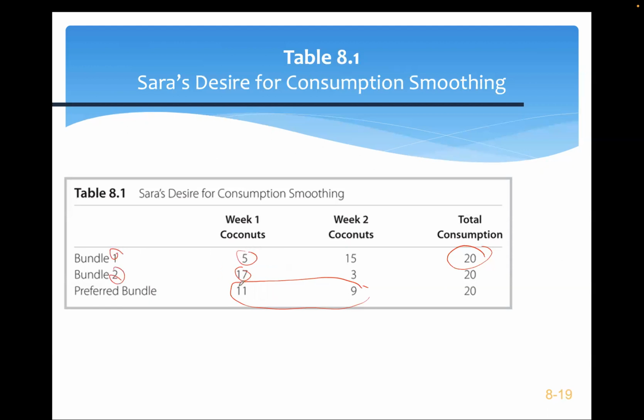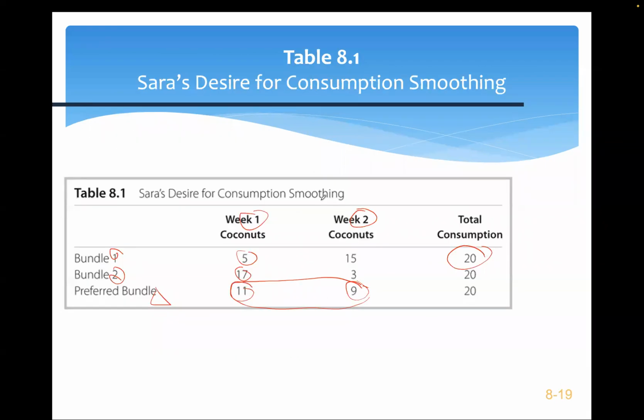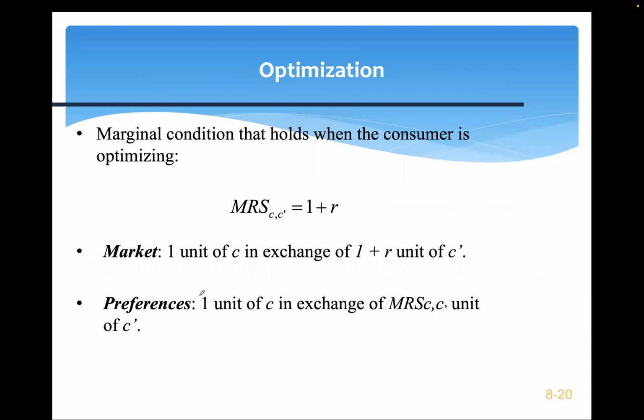So bundle 1 and bundle 2 go to the extreme of focusing on week 1 or focusing on week 2. But the preferred bundle has the right balance between week 1 and week 2. Okay, so that's what I mean by consumption smoothing. But this consumption smoothing also reflects the preference for diversity, right? Now we are ready to look at the households' optimization problem.